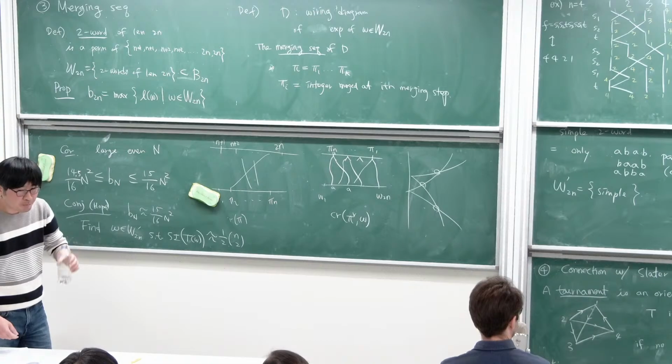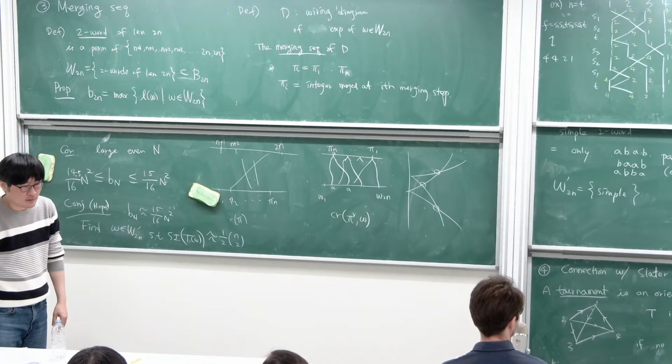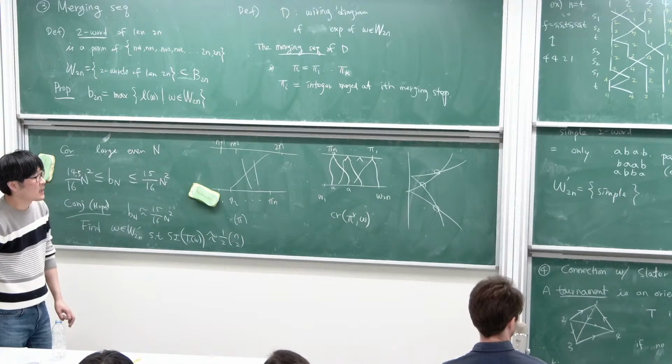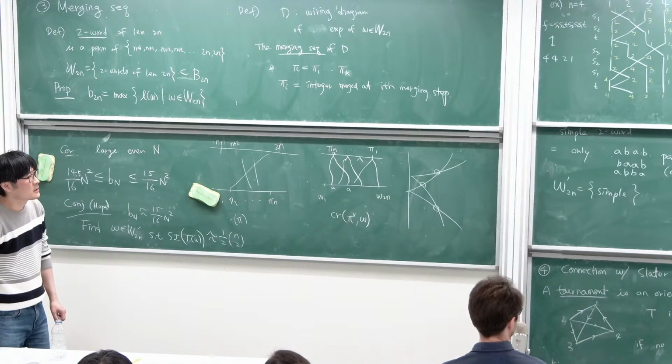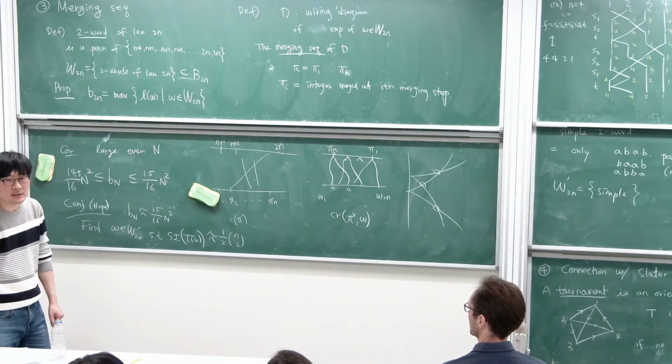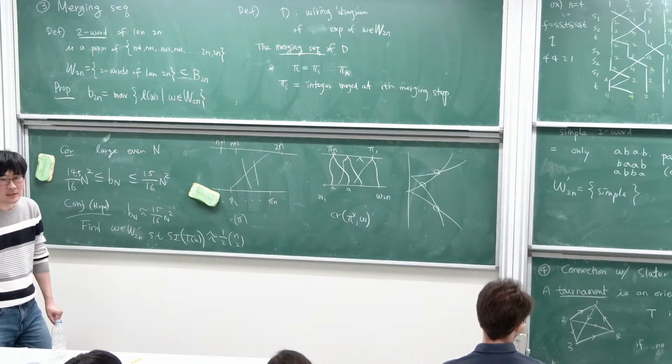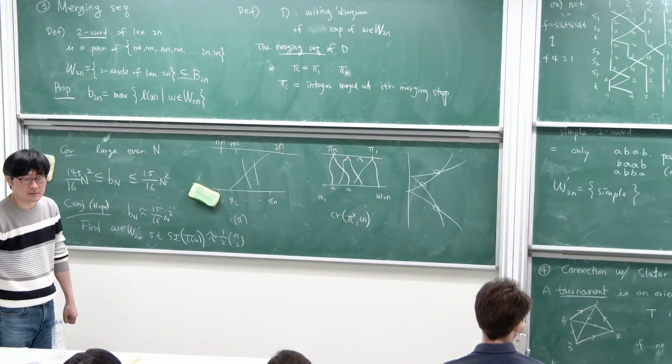Do you have something about the average length? Average length, instead of maximum length? I see, the average length over all of Bn? We haven't tried, but I think that's a good thing to try. Some simple upper bound. We haven't tried yet.